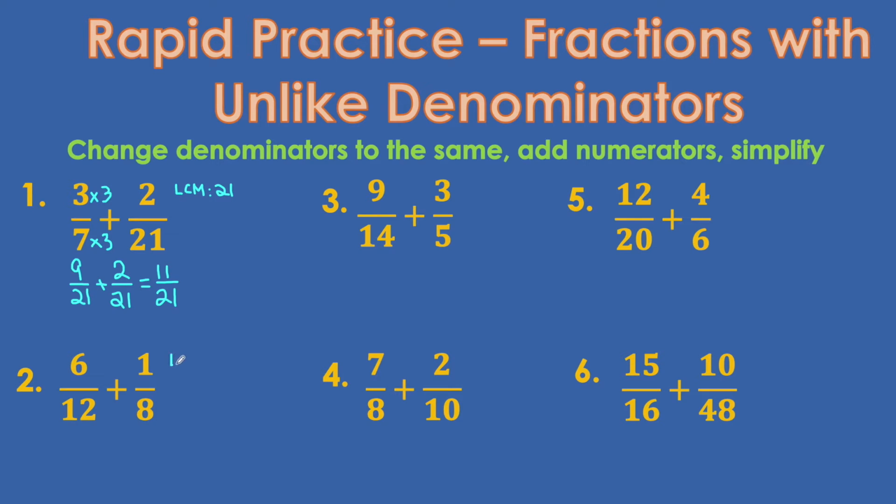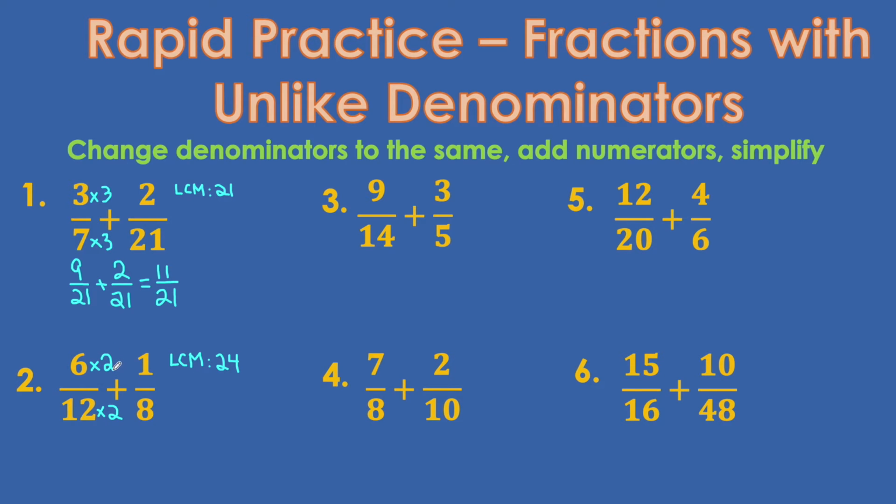So the least common multiple is 24. Now we have 24, and we're going to change both denominators to be 24. We're going to multiply 12 by 2 because 12 times 2 equals 24. And whatever you do to the bottom, you do to the top. So 6 times 2.